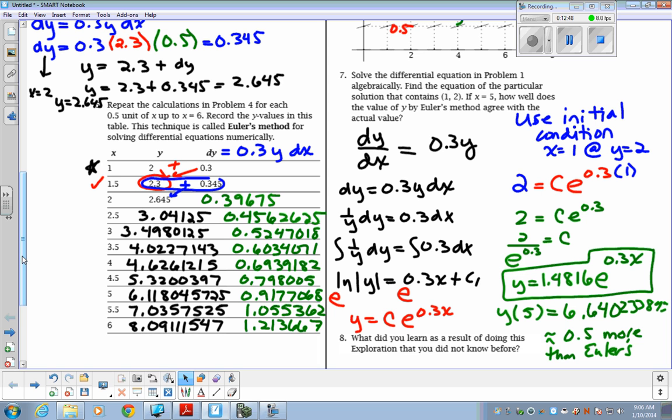You will have to be able to do this. In order to do Euler's method, you have to have a starting point. You have to have a differential equation. You also have to have a change in x. Those are the things that you will be given when doing an Euler's method problem.